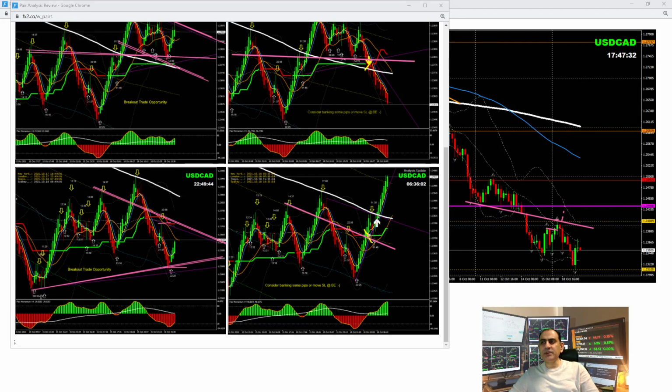As you can see here, price nicely broke. Even after the breakout, price retested, and price nicely broke this 4-hour chart. And as soon as the price hit this level, that's what I explained to my traders, it's time to bank some profit. And let's see what sort of price action is going to develop, and then we're going to trade accordingly.